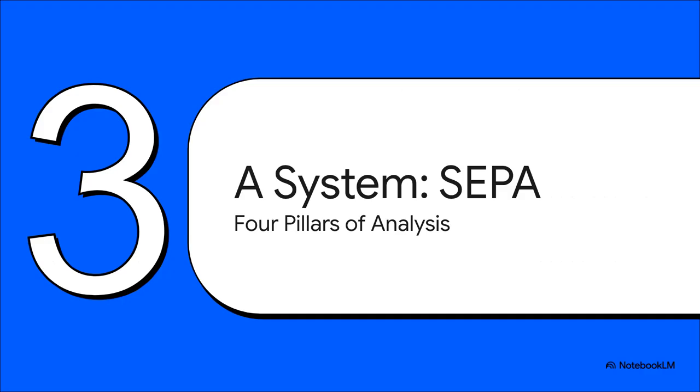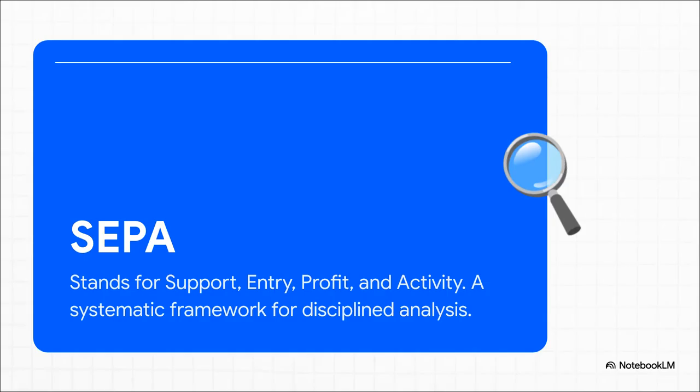Okay, now that we have the hierarchy down, we need a repeatable process to apply it. Pros don't just wing it, they use a system. And one of the most powerful methods out there is called SEPA. SEPA is this simple but incredibly powerful acronym that basically acts as a checklist for your analysis. It makes sure you've covered all the critical angles, from that big picture structure all the way down to the final confirmation. It stands for support, entry, profit, and activity.